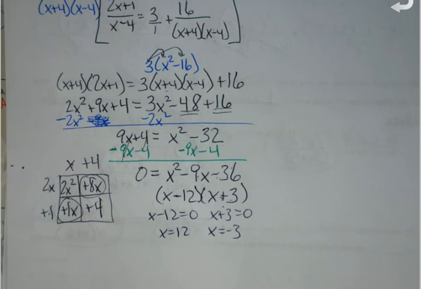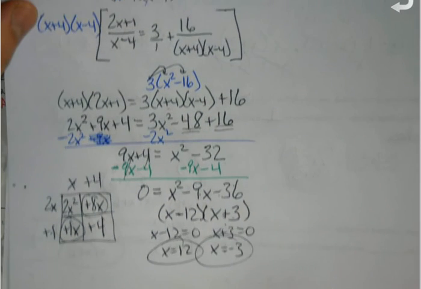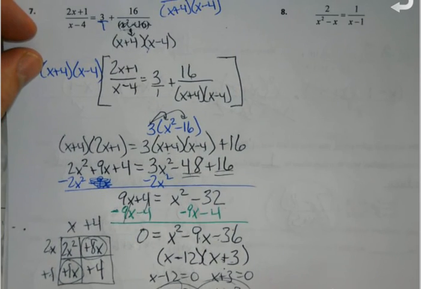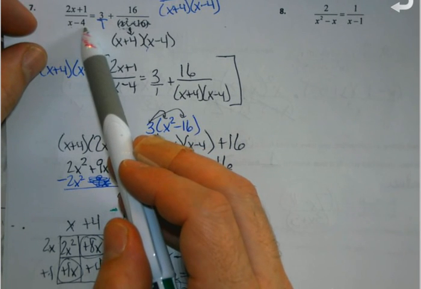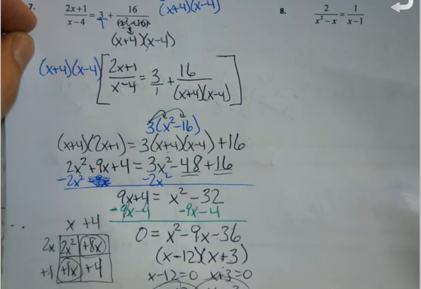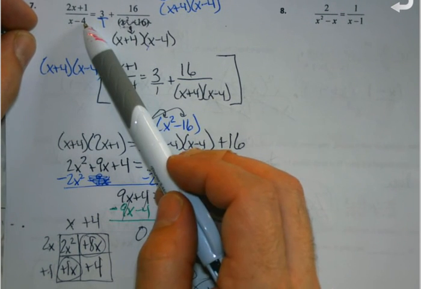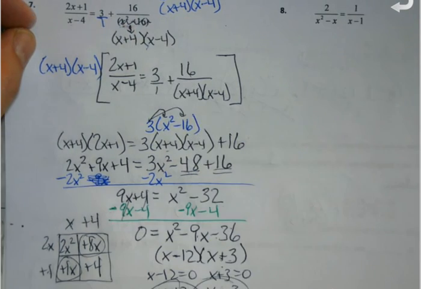And before I circle, make sure that your answer doesn't cause a 0 in the denominator. Like, well, what do you mean? Okay, so I notice my answers are 12 and negative 3. So I look back to the original problem for a minute and say, if I stick 12 in there, does that cause this to be 0? No. If I stick 12 in there, does it cause it to be 0? No. Negative 3 minus 4, 0? No. Negative 3 squared, which is 9, is 9 minus 16, 0? No. Okay, my answers are all good.